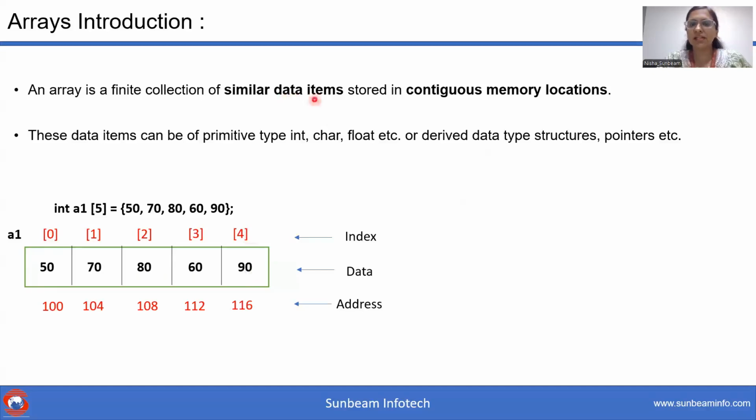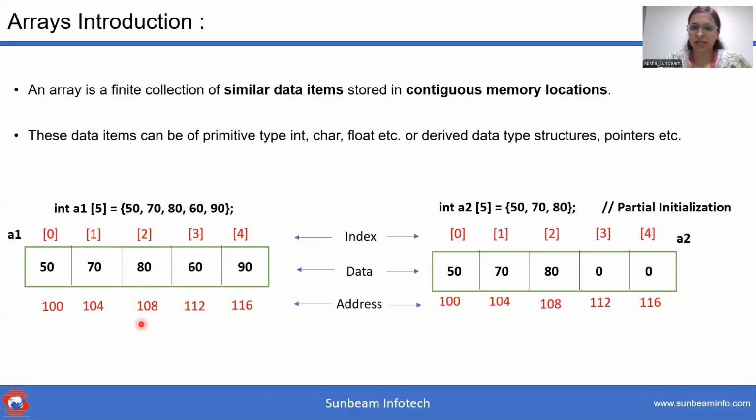As we have seen, the data items are stored in contiguous memory locations. Assuming that this A1 has got the memory location as 100, all the other elements are stored one after another with the difference of 4 bytes, as these are the integer elements. Hence, we can say that A1 has been allocated 20 bytes of memory.